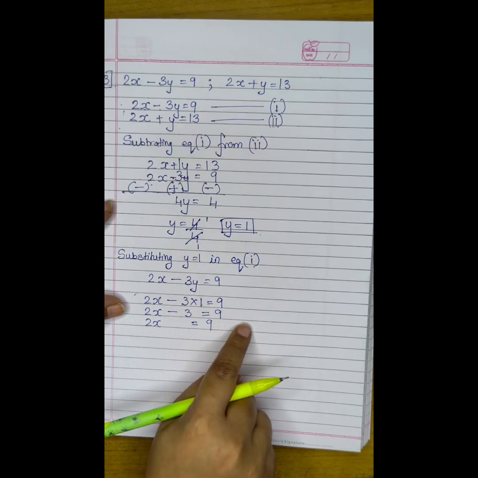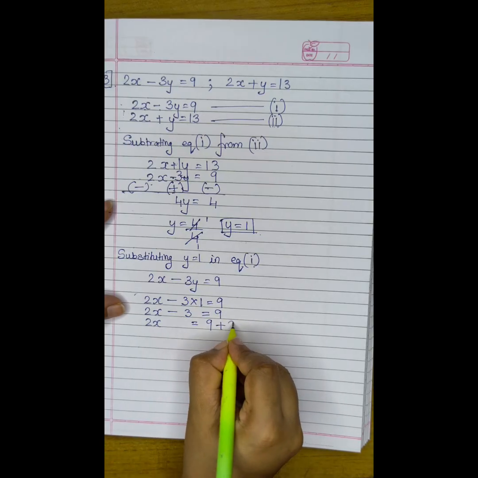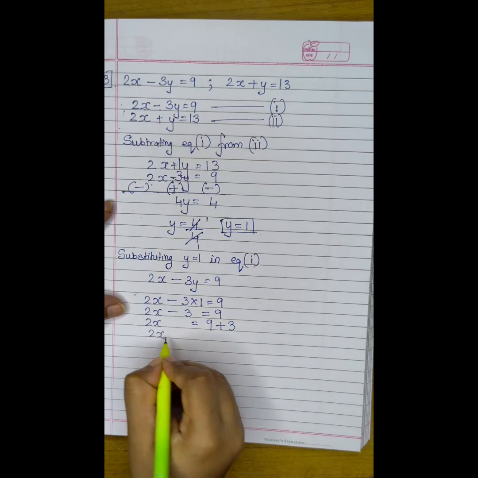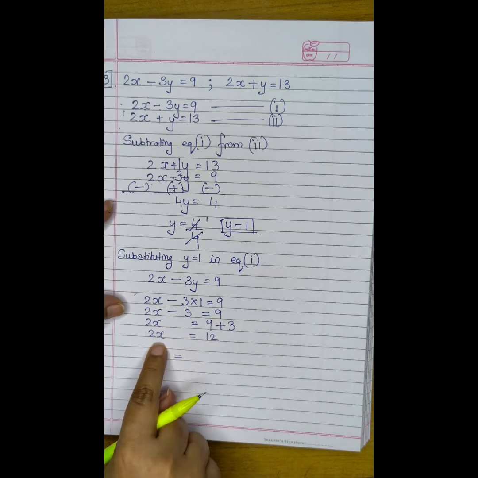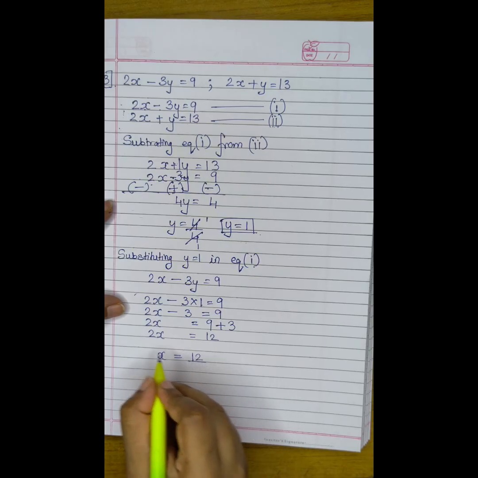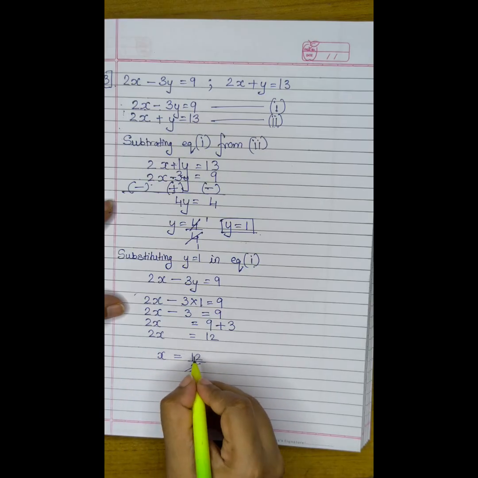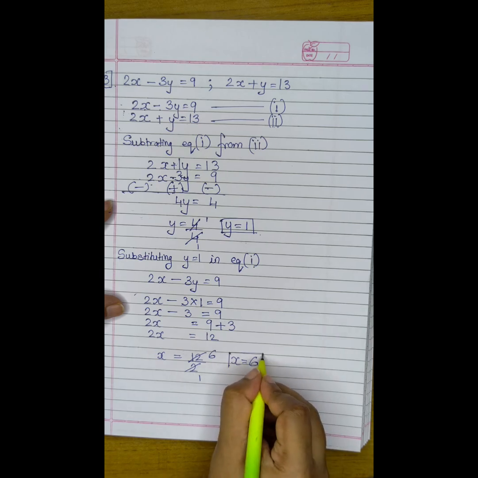This number also we will get on the right hand side, and when minus 3 is brought over here, it will become plus 3. So 2x is equal to 12. x is equal to 12, and this 2 will come down. 2 ones are 2, 2 sixes are 12. So you got x is equal to 6 here.